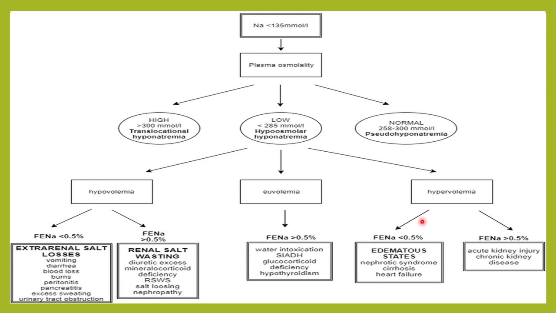So this also can be divided into renal and extrarenal. If it is extrarenal, the causes I have told you, it could be nephrotic syndrome, cirrhosis, or heart failure. Suppose it is kidney causes, like acute kidney injury or chronic kidney disease, then also there can be low sodium but increased water in the body. There is a third condition wherein the volume of the water is the same but the concentration of sodium is less. Like in a case of glucocorticoid deficiency, hypothyroidism, or water intoxication, SIADH. So these are the causes for euvolemic hyponatremia.